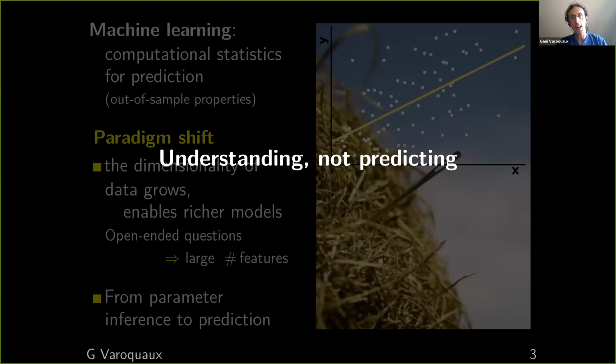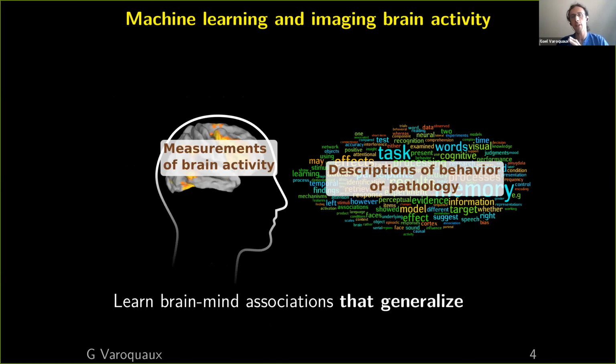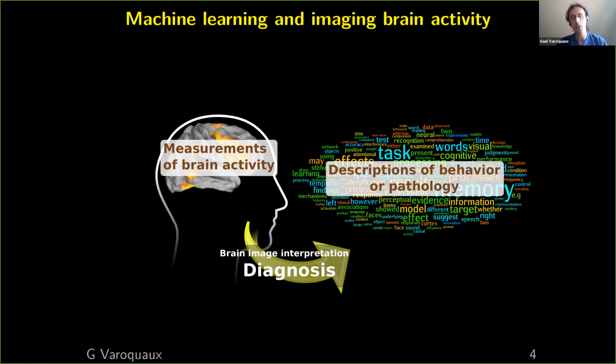And so if we look at machine learning and imaging brain activity, we have on the one hand measurements of brain activity, and on the other hand descriptions of behavior and pathology. Our general goal is to try to learn associations between the brain and the mind that generalize. And once we think about generalizing, we think about machine learning. So we're going to be using machine learning for this.